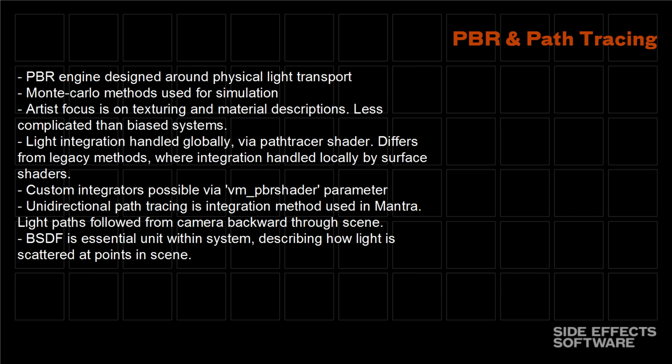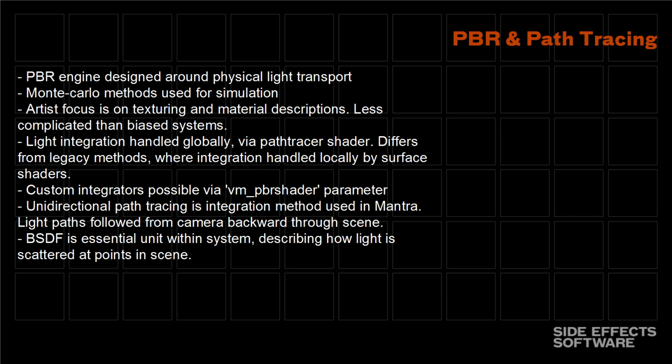As we mentioned previously, where it used to be handled at the surface level, now light integration is handled globally. And that's done by a path tracer shader. Now, the path tracer shader works in a fog context in VEX. And so it is present as a global shader assigned to all primitives in the scene. So the path tracer shader runs on top of everything in the scene. And that allows us to do intersection and probing of BSDF from each of the intersections. So it differs from the legacy method where the integration used to be handled locally by the surface shaders.